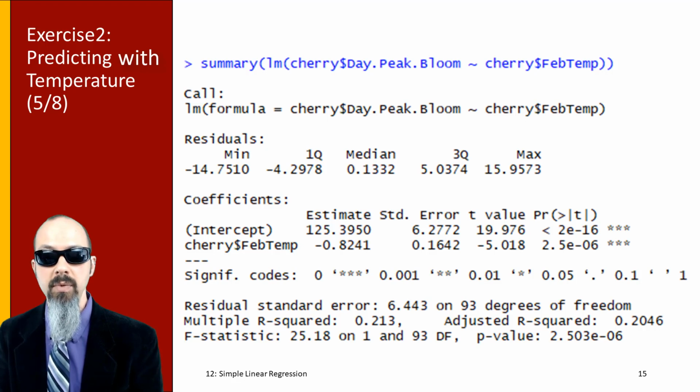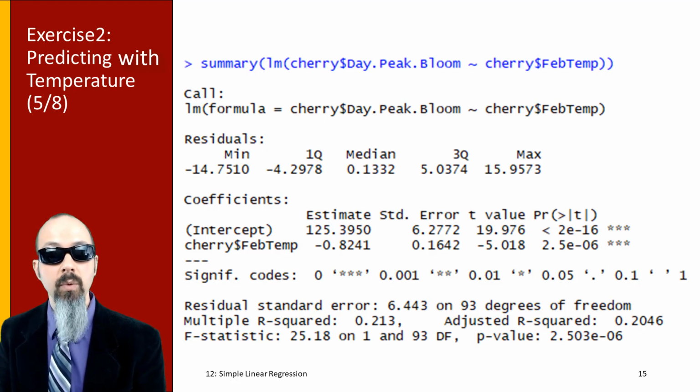So looking at the days till peak bloom regressed on February temperatures. So for every additional degree of Fahrenheit in February, how does it affect the average number of days till peak bloom? And what we have are very statistically significant results for both the model and the independent variable. Remember, these are the same p-values here. And the coefficient for February temperature is negative 0.8241, so approximately negative 0.8.